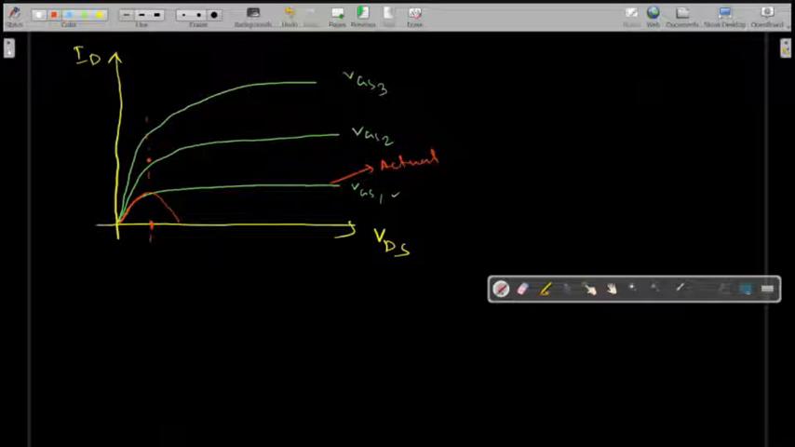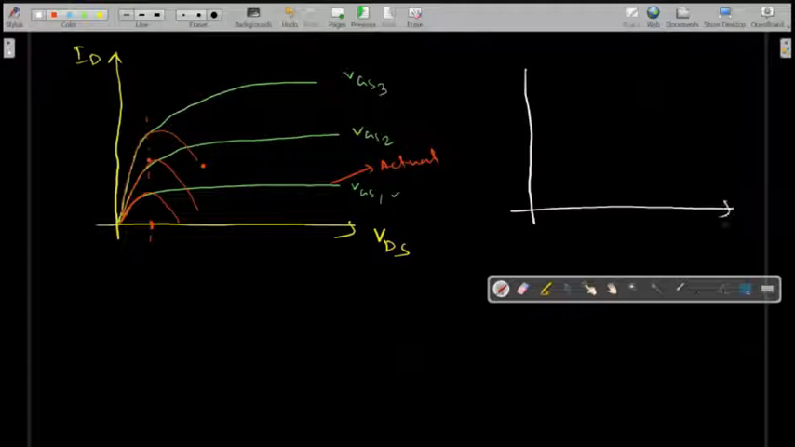So in the second case, it will be like this. For the third case, it will be like this. I'm just drawing it separately. So this is VDS, this is ID. So our actual graph looks like this.